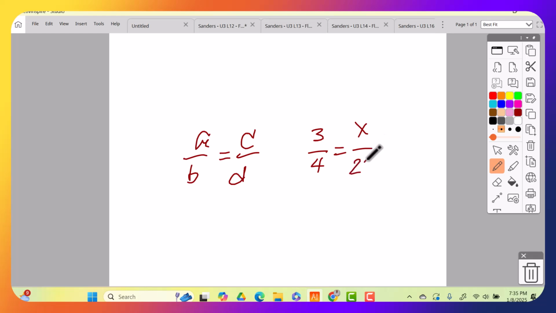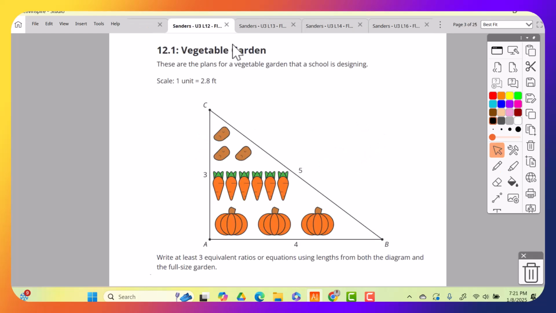No vocabulary. And here you have a right angled triangle, and it's a 3, 4, 5 triangle. It's a Pythagorean triple. And these are the plans for a vegetable garden. And we want to write at least 3 equivalent ratios or equations using the lengths from both the diagram and the full-size garden. Okay, so for the diagram, here's 3 to 4 to 5.